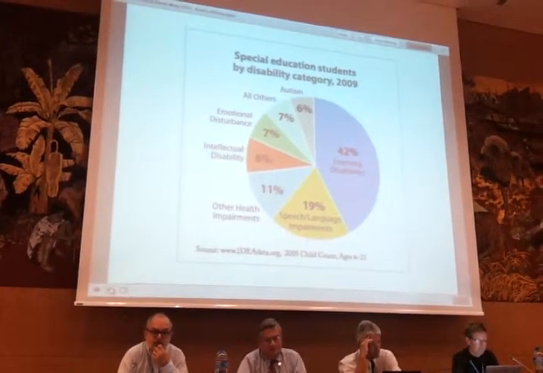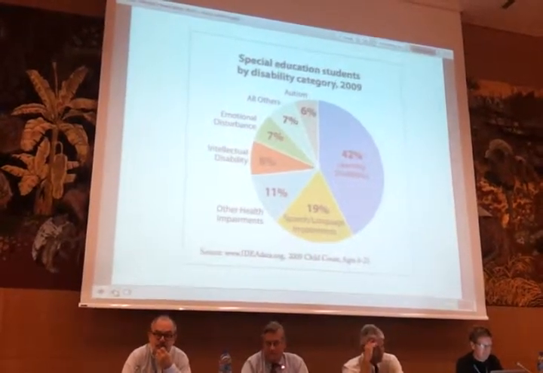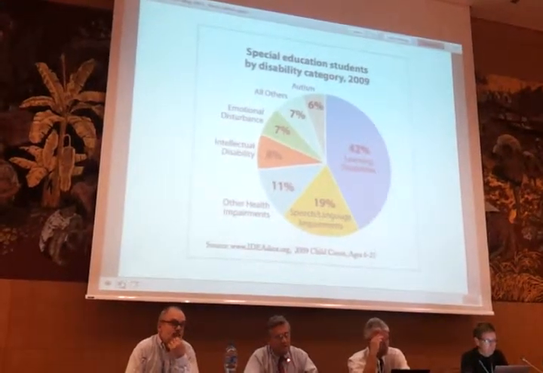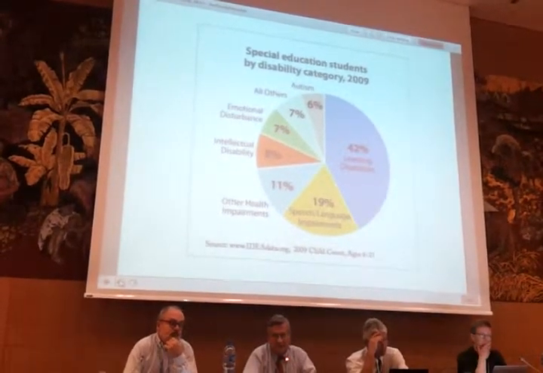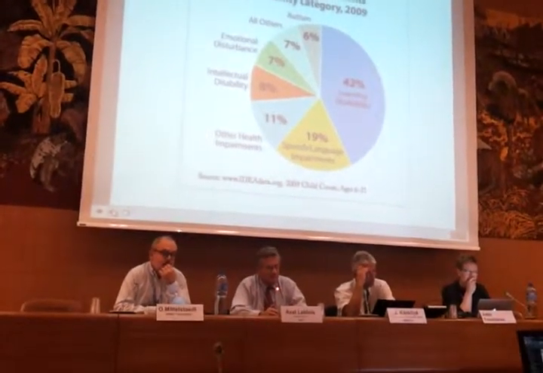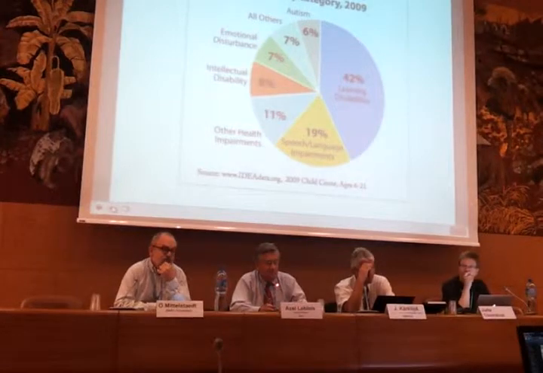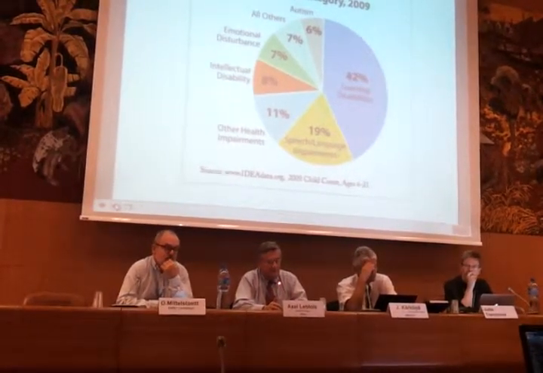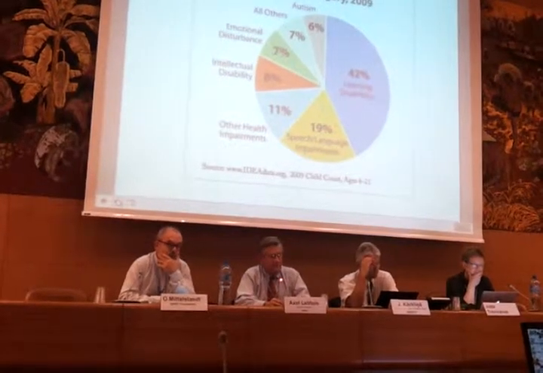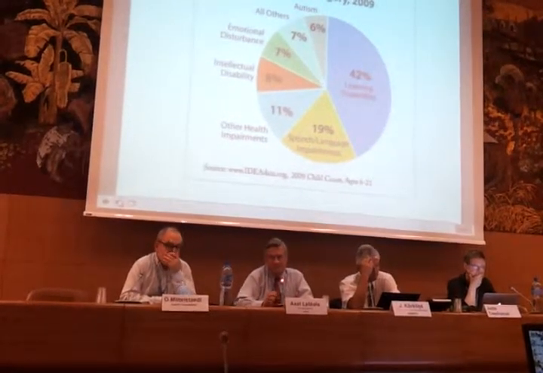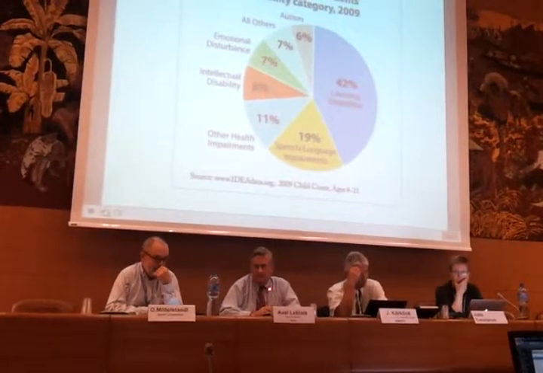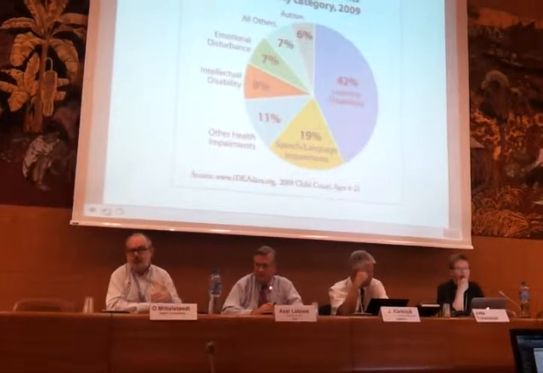So you see that if you take just the total population of students with disabilities, of that pie of 32% of students, 42% actually have learning disabilities, 19% speech and language impairments, 6% autism, 7% emotional disturbance, 8% intellectual disability, and 11% other health impairments. So that gives you a complete picture of what's happening today in the mainstream public schools in America.